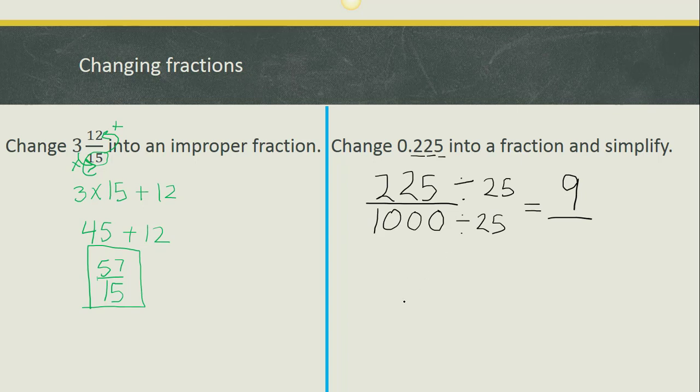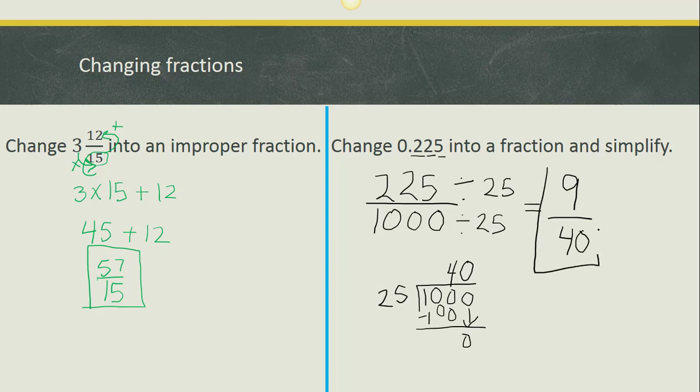Now 1,000's a little trickier, not too much, but I know that 25 goes into 100 4 times. And then when I subtract and bring down that other 0, 25 goes into 1,000 40 times. So your simplified answer is 9 over 40.